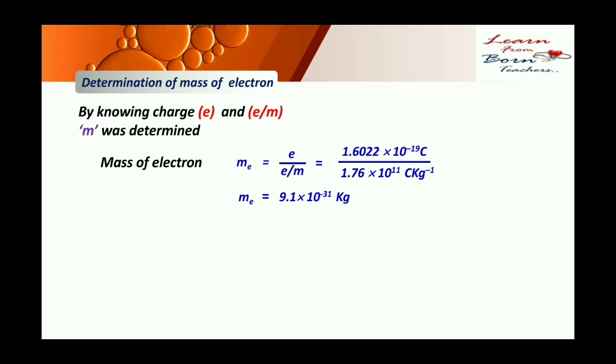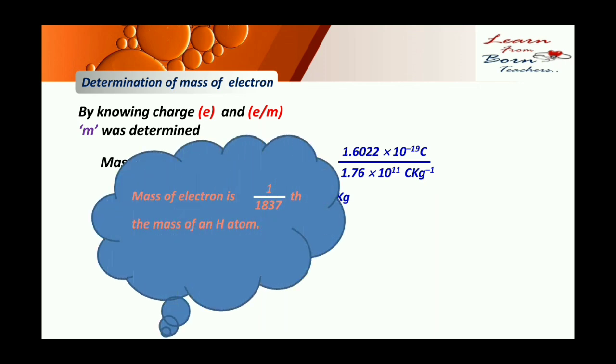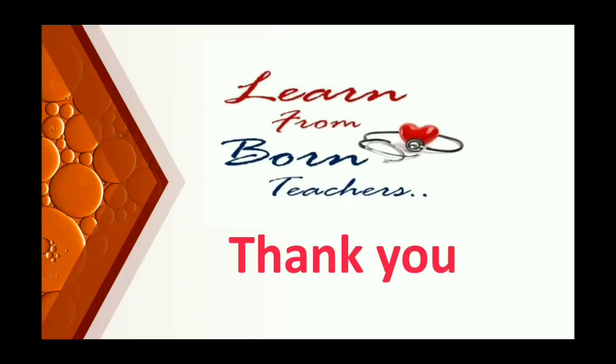So we got the charge of the electron, 1.6022 × 10^-19 coulomb, and the mass of the electron, 9.1 × 10^-31 kilogram. You should remember this: the mass of an electron is 1/1837th the mass of a hydrogen atom. So the ratio of the mass of the electron to the hydrogen atom is 1:1837.